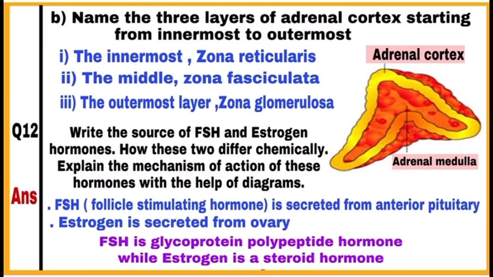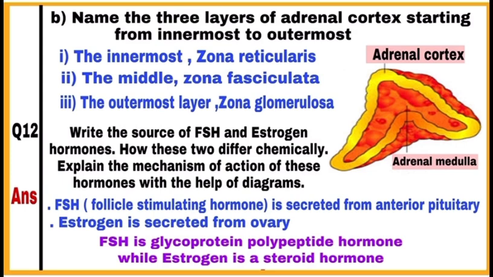B part of question number 11. Name 3 layers of adrenal cortex starting from innermost to outermost. Innermost layer of adrenal cortex is zona reticularis, middle layer is zona fasciculata, and outermost layer is zona glomerulosa.